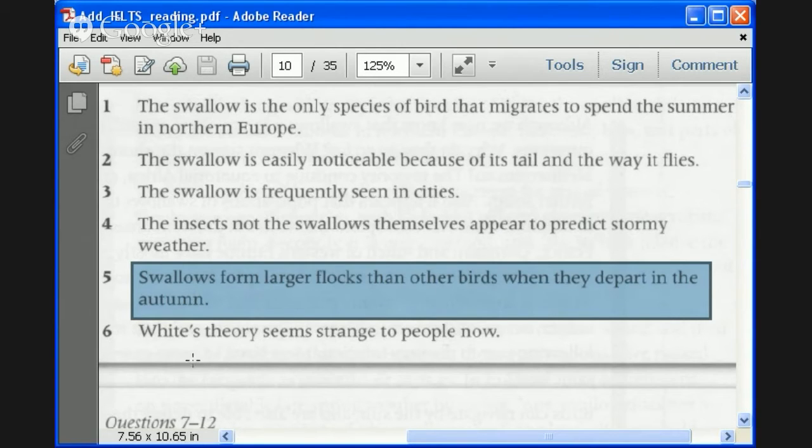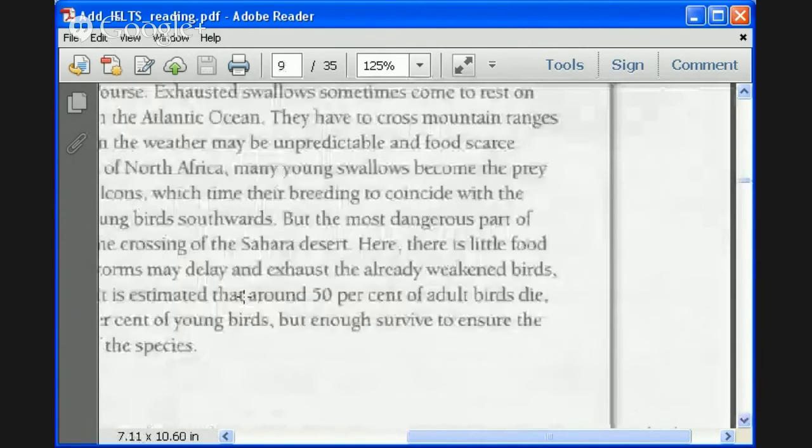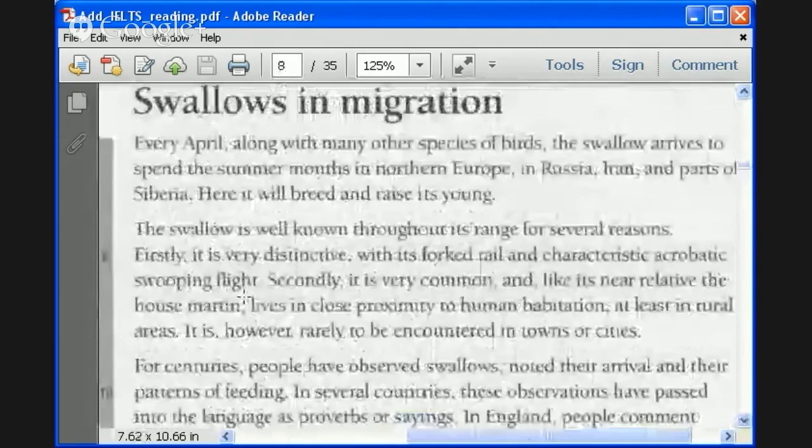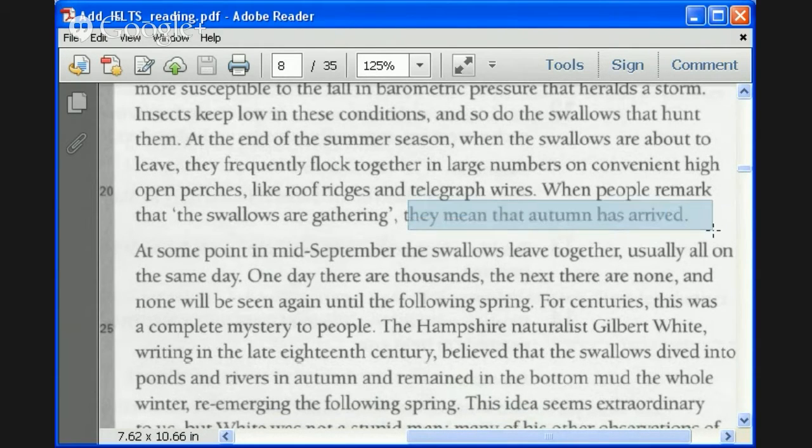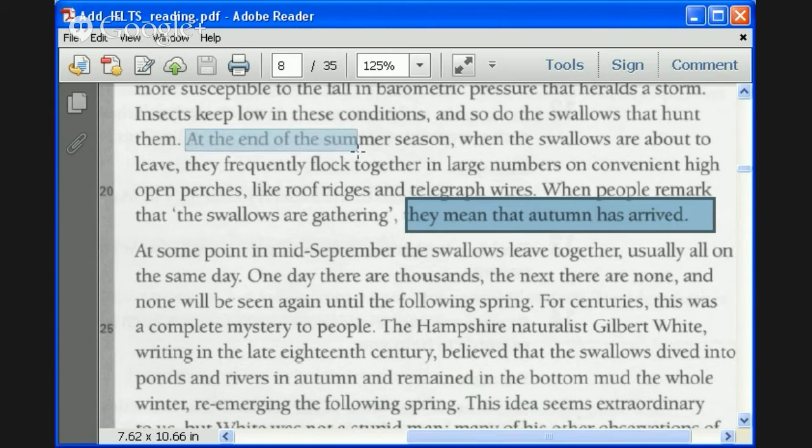Okay, I'm going back to Faisal. Faisal, your turn. Swallows form larger flocks than other birds when they depart in the autumn. Let's see, in the last paragraph. Okay. They mean that when people remark that swallows are gathering, they mean that autumn has arrived. If you can't find a direct answer, look a little further back. Look at the sentence before.